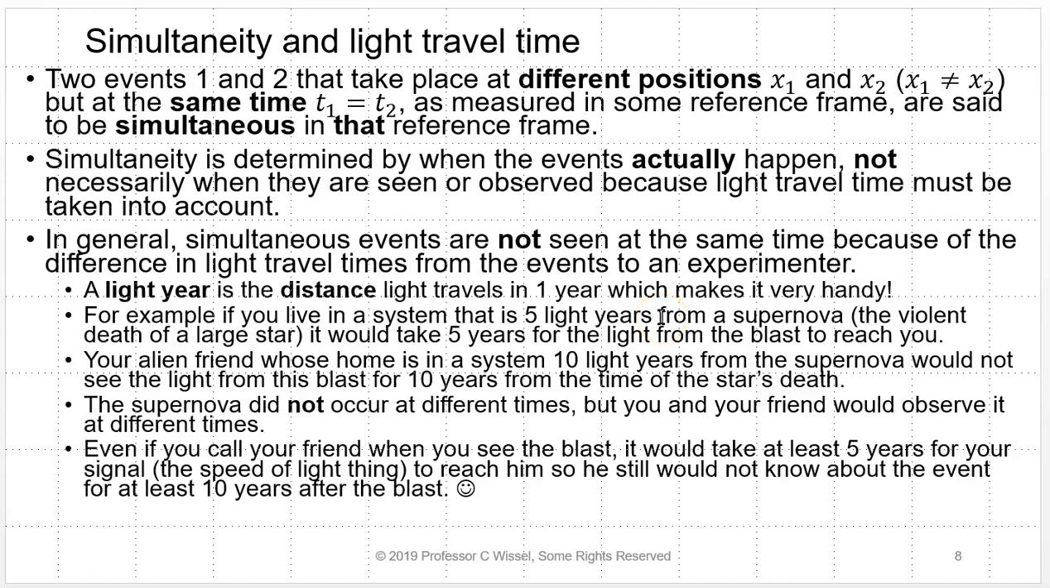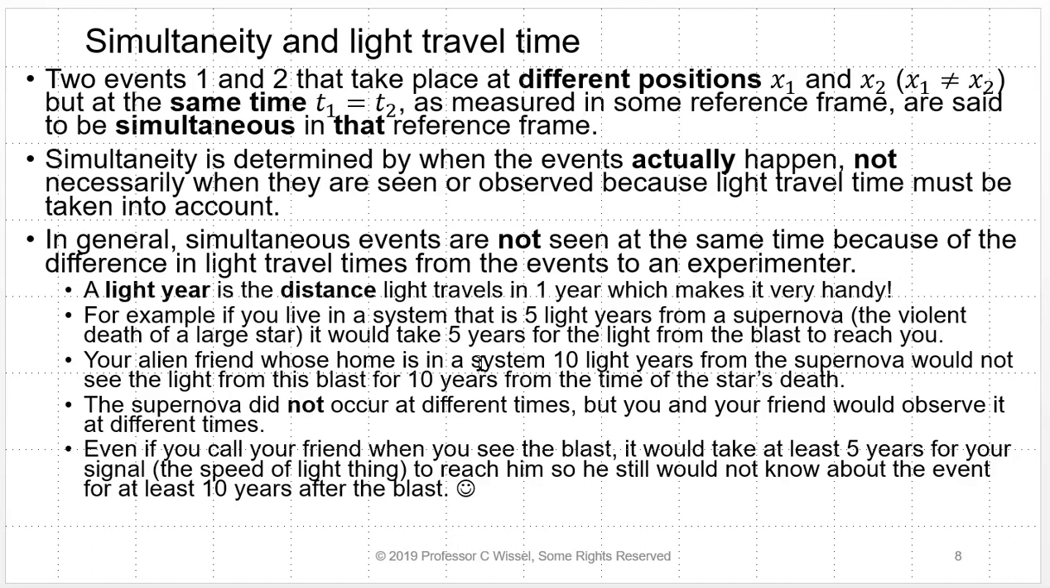So if something is 5 light years away, that's the light travel time between it and us. If something is 2 million light years away, it takes like 2 million years for light to reach us from that object. So for example, you live in a system that is 5 light years from a supernova. The supernova is a violent death of a large star, and it can be seen just about everywhere. It would take 5 years for the light from that blast to reach you. That means you wouldn't know about it for 5 years. And when it finally did reach you, it was 5 years in the past.